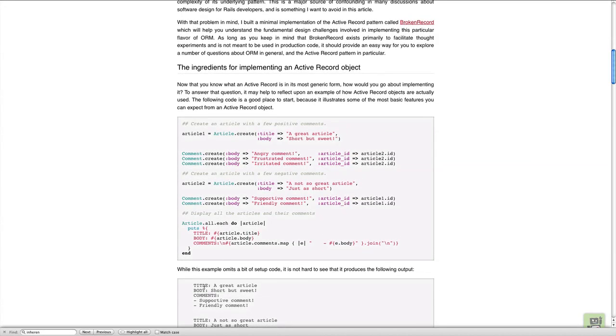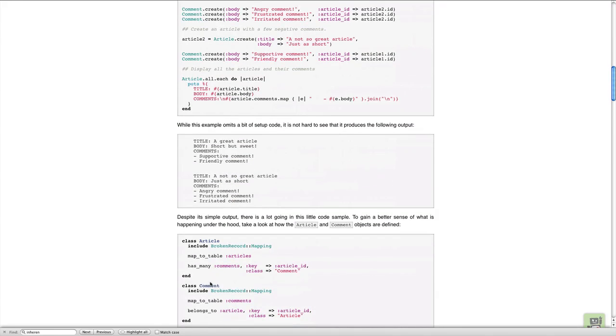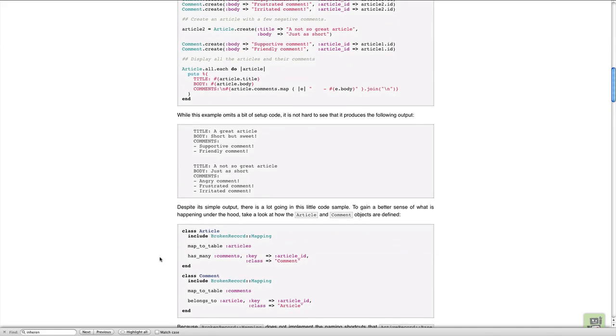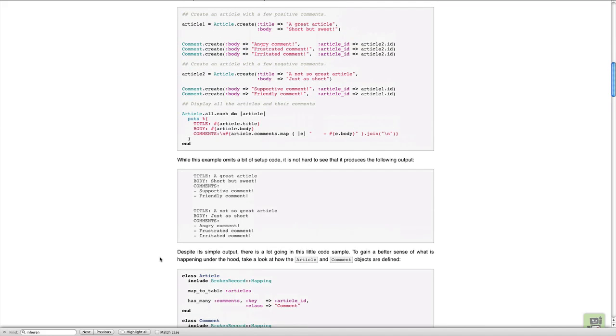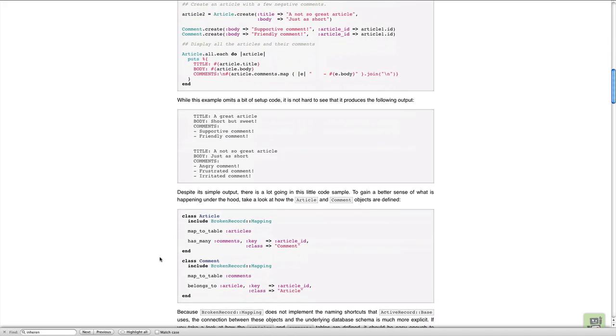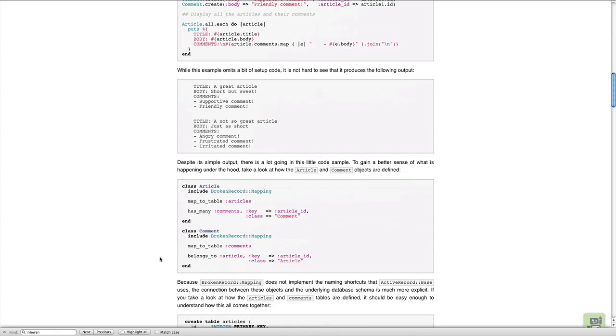Following code is a good place to start because it illustrates some of the most basic features you can expect from an active record object. While this example omits a bit of setup code, it's not hard to see that it produces the following output. Despite its simple output, there's a lot going on in this little code sample.